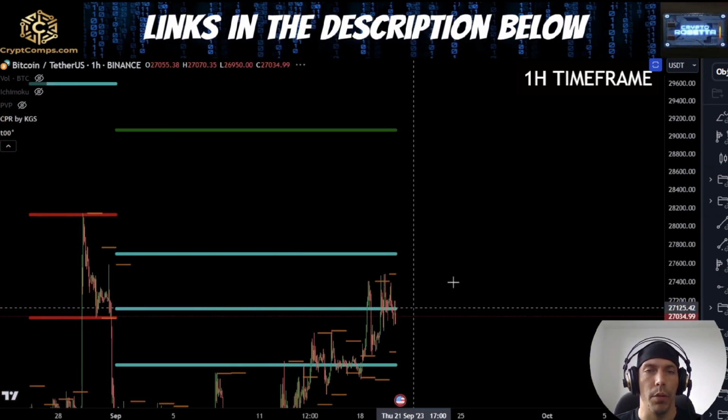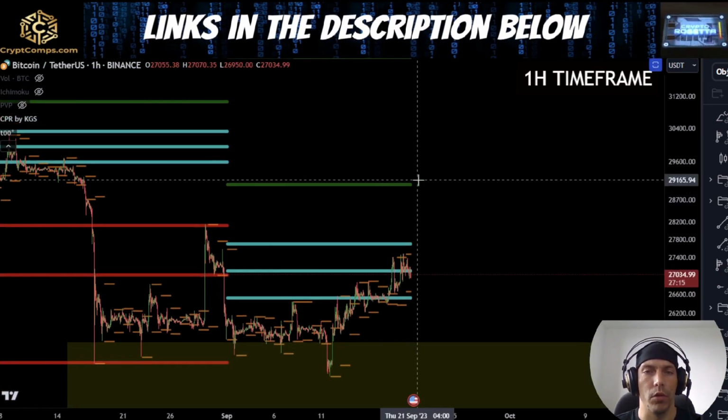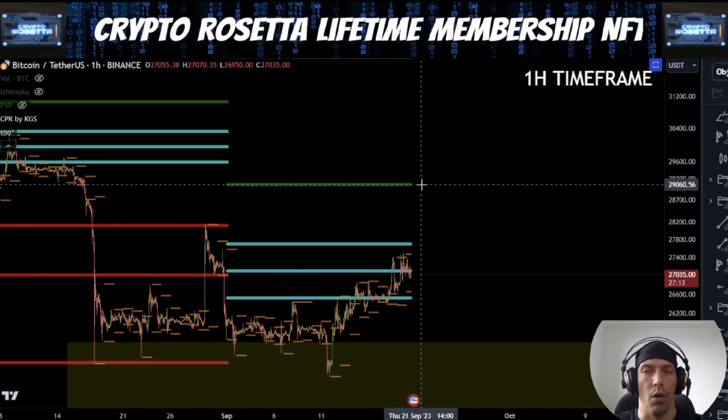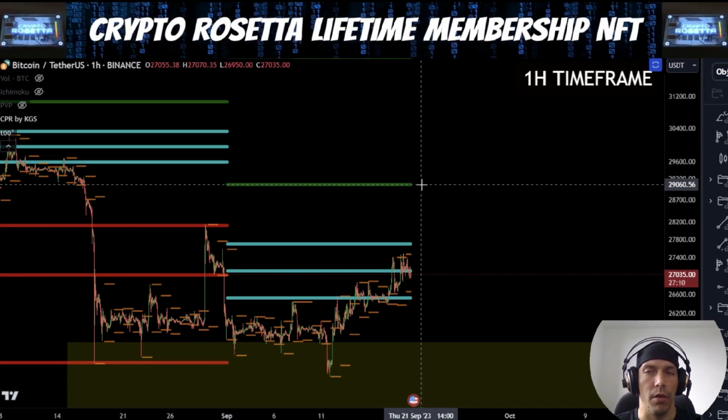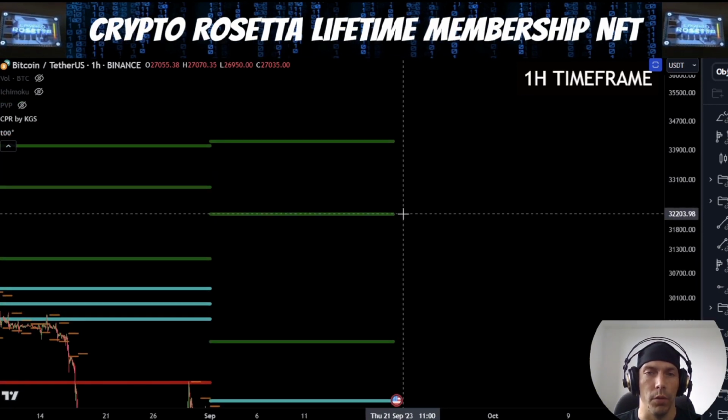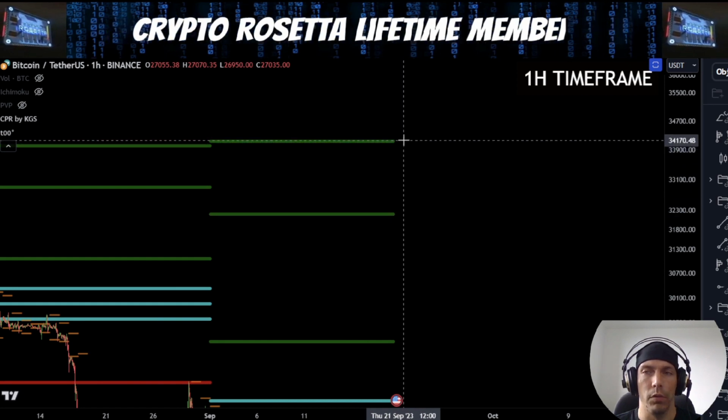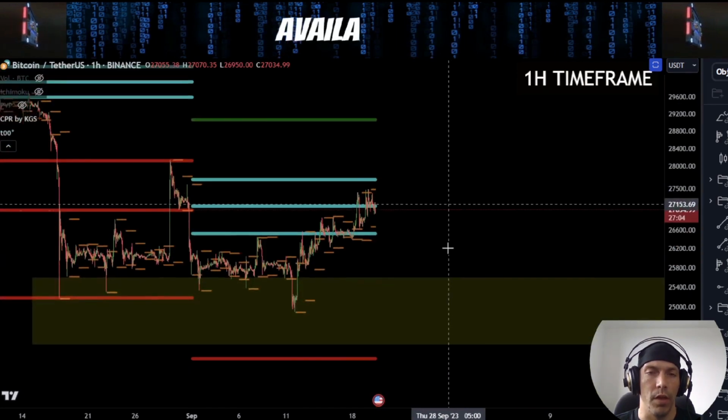If we do move back above these central lines, this then opens up the target for a test of this R1 line here at this 29k region, and then we have other targets for this month towards this 32,172 and this 34,170 to the upside.